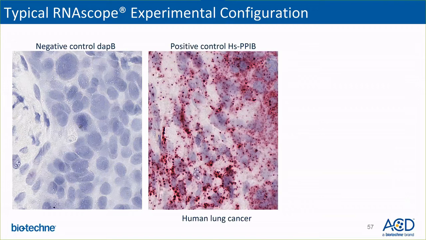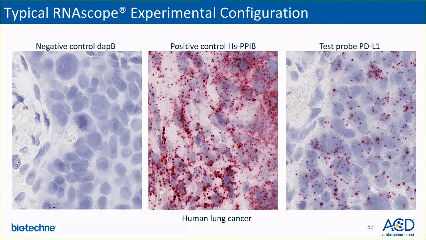The panel in the center shows a section from the same sample stained with a positive control probe for the housekeeping gene PPIB. As observed with this sample, you can see fairly uniform detection with a positive control probe, indicating that the RNA quality in this sample is good. Certain tissues may express the positive control probe at higher or lower levels, but in general, you want to see expression throughout the sample.